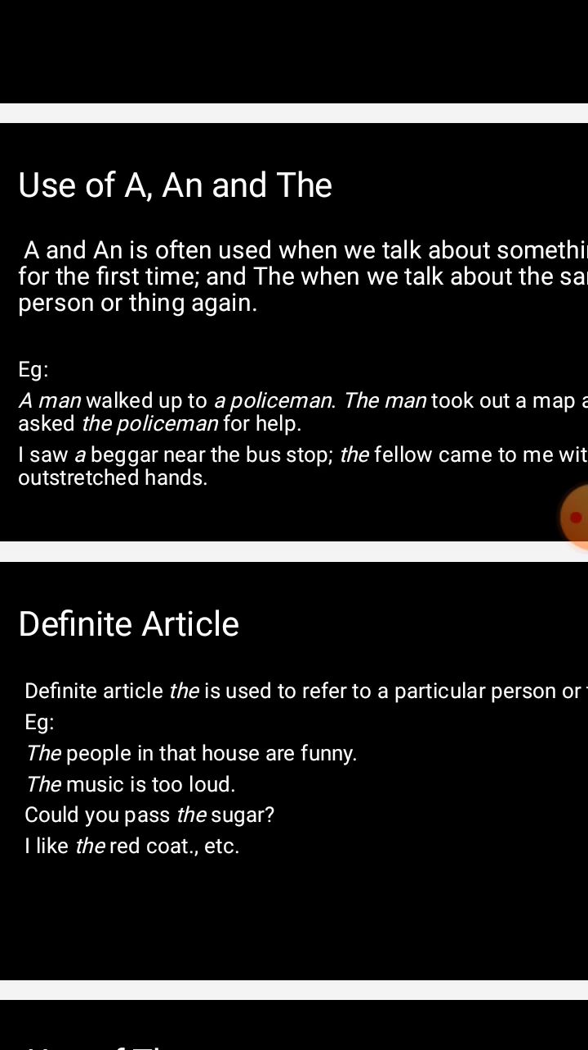So for the first time, you say a man, a policeman. But in the next sentence, you know that the same man is approaching that same policeman, and that is why the man becomes the man, the policeman also becomes the policeman, and takes the article the, because you are sure that you are referring to the same policeman in the first sentence.